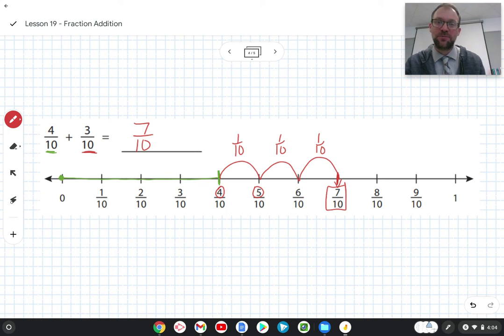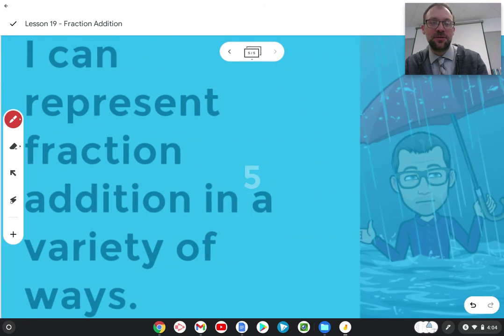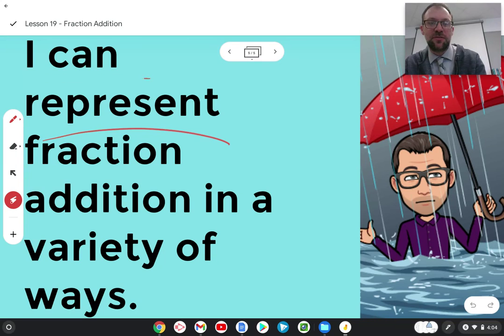All right, you're going to see problems like all three of the problems you've seen here in this lesson. Today's learning target is I can represent fraction addition in a variety of ways. Let's get to work and let me know if you need help.